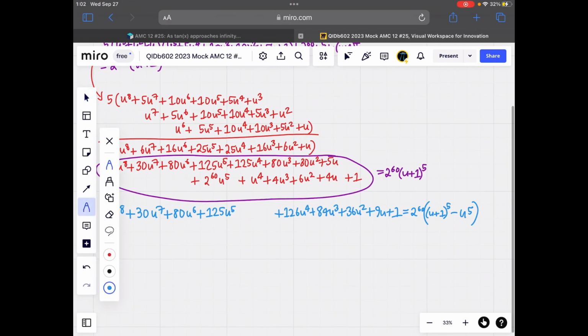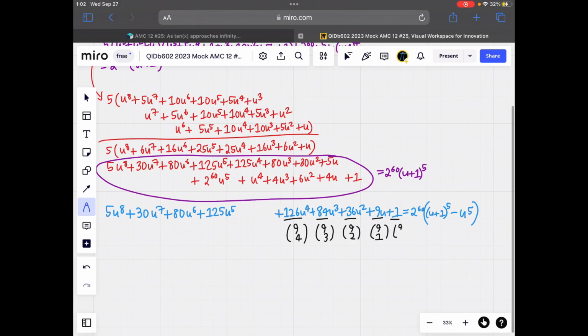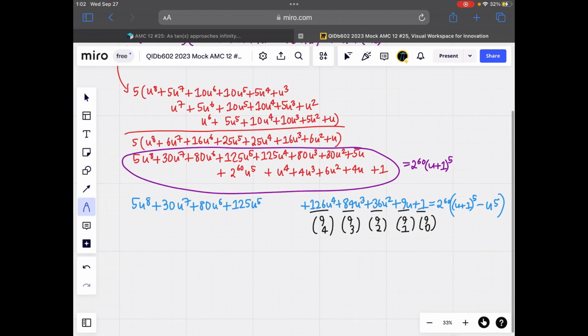So now what do we do? Well, we look at the left side, and we notice these numbers, 126, 84, 36, 9, which we immediately recognize as 9 choose 4, 9 choose 3, 9 choose 2, 9 choose 1, etc. And those are the binomial coefficients which we would find in (u + 1)^9. So let's write the expansion of (u + 1)^9 down below and compare these terms to (u + 1)^9.